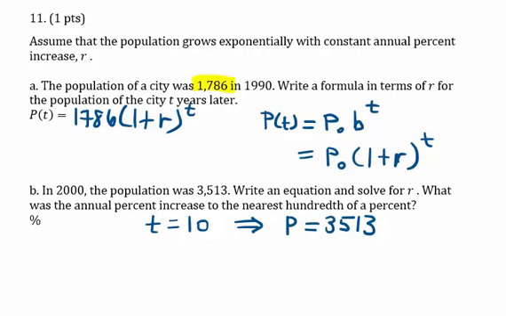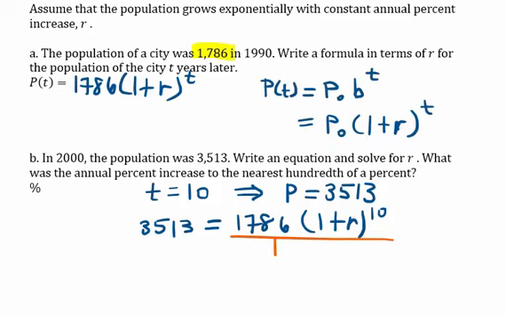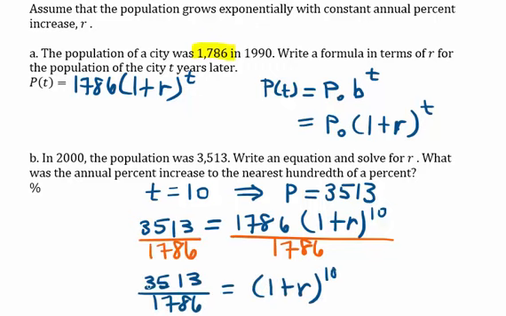these values. Okay, so P of T, 3513, is equal to 1786 times 1 plus R, and then to the T, which is 10. And we want to solve this equation for R. By hand, I can divide both sides by 1,786. Your goal is to isolate that power. So we have 3513 over 1786 is equal to the quantity 1 plus R to the 10th.